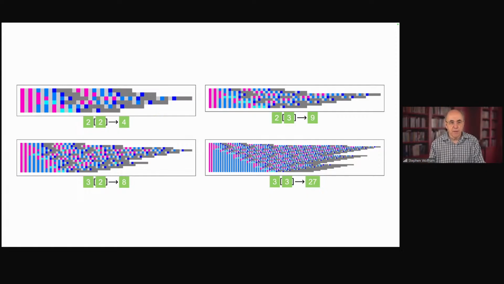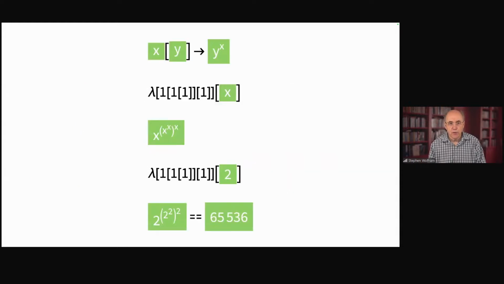So here's some other examples. We're seeing 2 of 2 turns into 4, 2 of 3 turns into 9, 3 of 2 turns into 8. And so how do we recognize what's going on? Well, in general, we're seeing that x of y turns into y to the x. So now we can decode our original lambda expression.